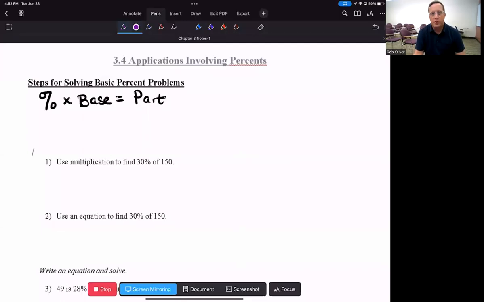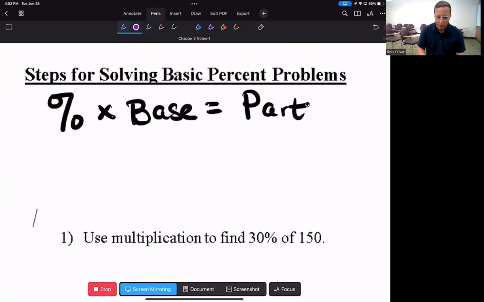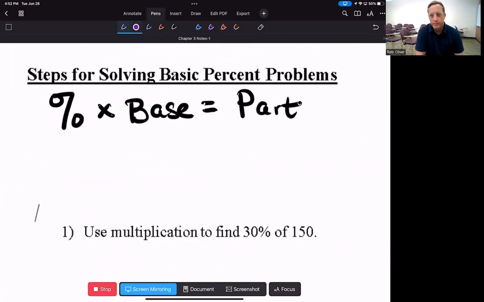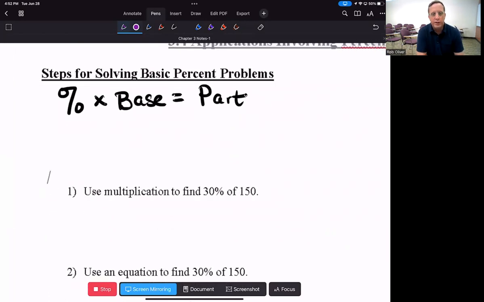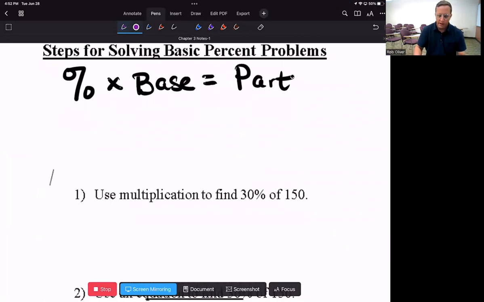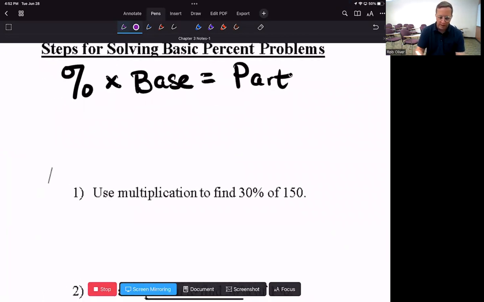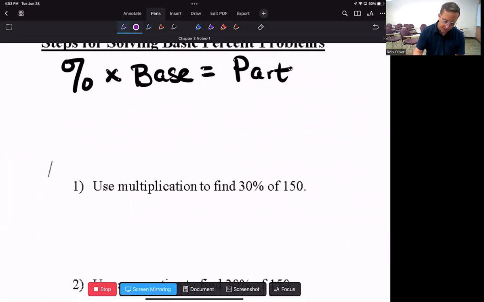For section 3.4, applications involving percents, there are a couple of different approaches you could take, but what I'm going to use mostly is what you see right here, which is the percent formula, the percent equation. Let's break this down so you know what we're dealing with, because we're going to deal with a lot of percent problems in this section.